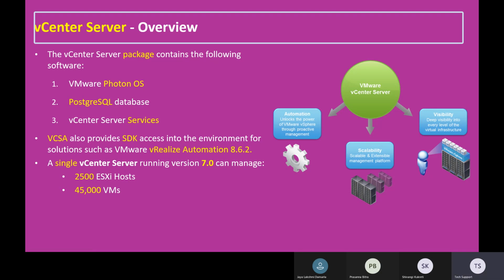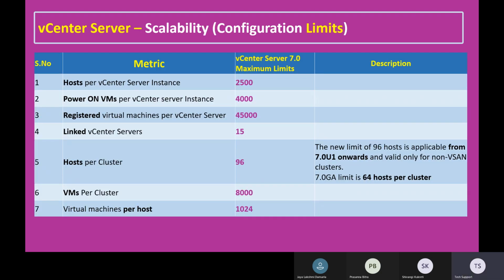So that means most organizations maintain fewer than 2000 hosts. If your organization has more than 2500 ESXi hosts, the only solution is to maintain multiple vCenter servers. Okay. So these are the vCenter server scalability options. Some key points I just segregated here.